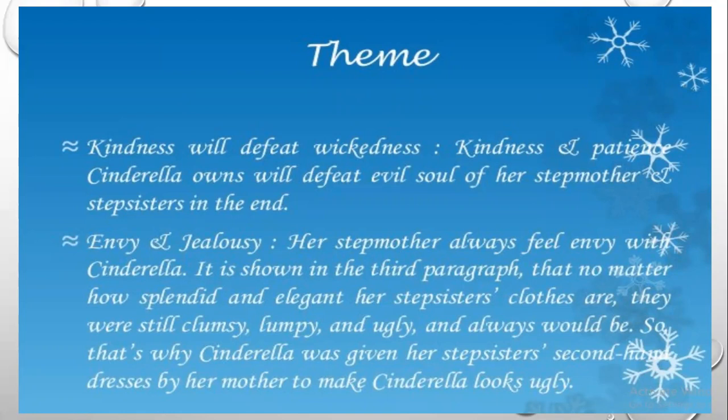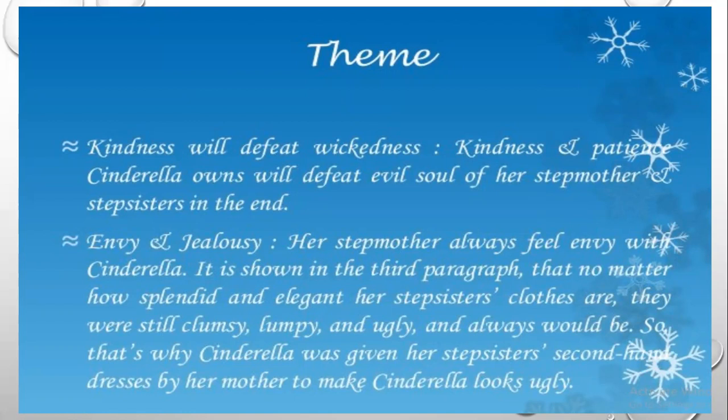The second theme, envy and jealousy. Her stepmother always feels envy for Cinderella. That is shown in the third paragraph, and also especially shown in the third scene.